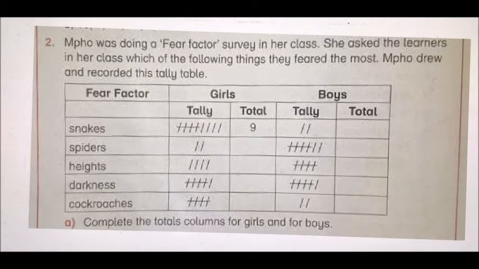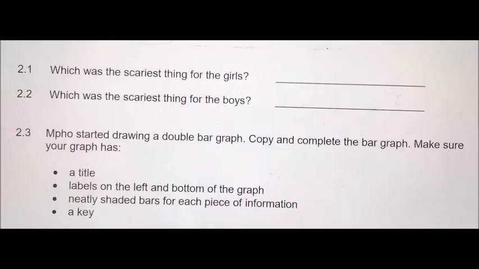Snakes, spiders, heights, darkness, and cockroaches. Those are the 5 fear factor items she decided to use, and then she recorded the tally. So at number A, they ask you to complete the totals for these girls and boys. So you can simply, on that table, on your worksheet, complete the total column. Next, they ask you which was the scariest thing for the girls and which was the scariest thing for the boys. So you simply write that on the lines.